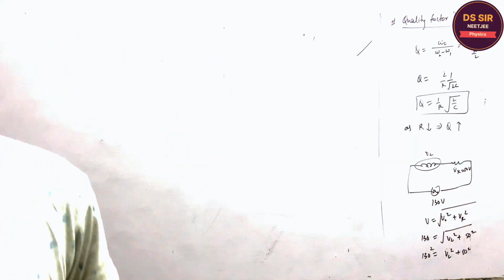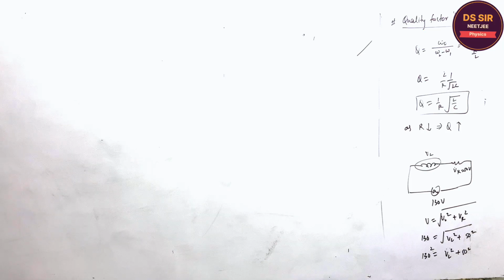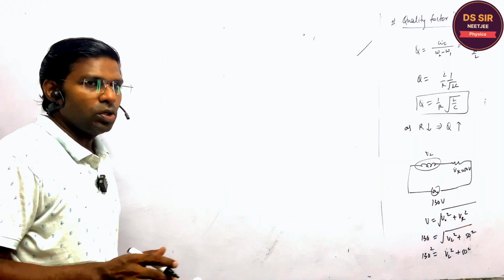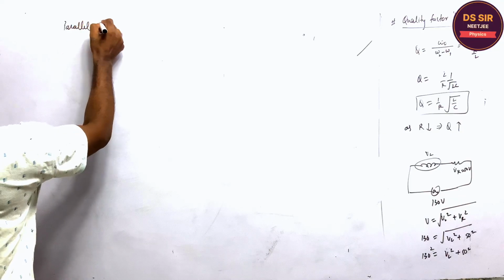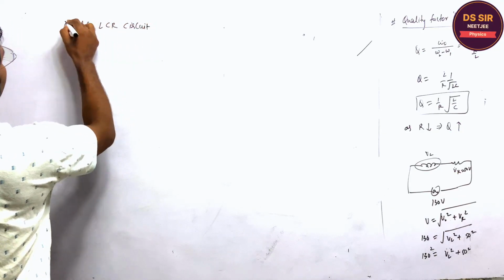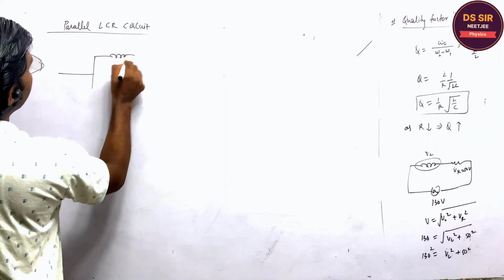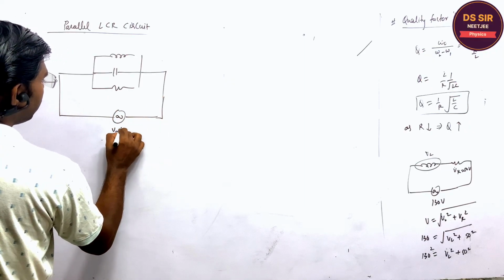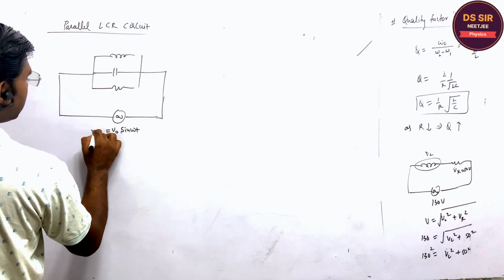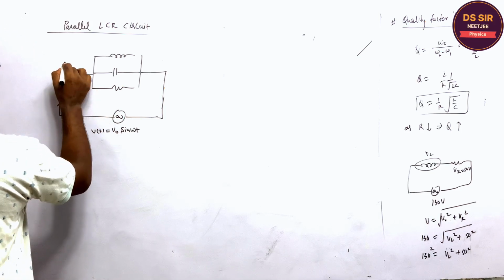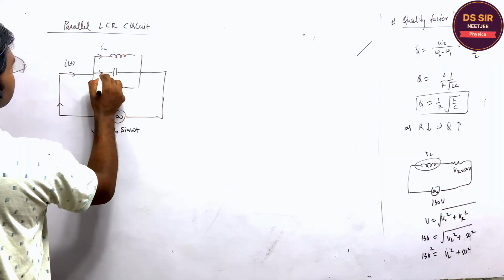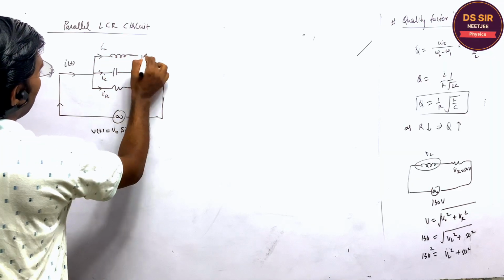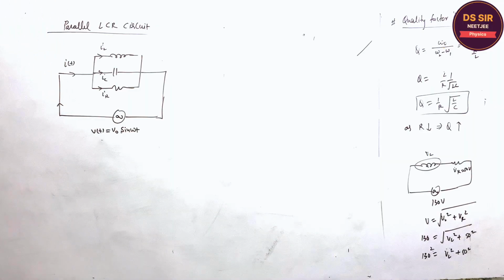Because the same student in your city from Chennai asked me a question on the parallel LCR circuit, the LN branch. So the parallel LCR circuit is also important. Suppose this is the L, this is the C, and this is the R, with the voltage source V naught sine omega t. This is the total current IT, this is IL, this is IC, this is IR. All three are connected in parallel.